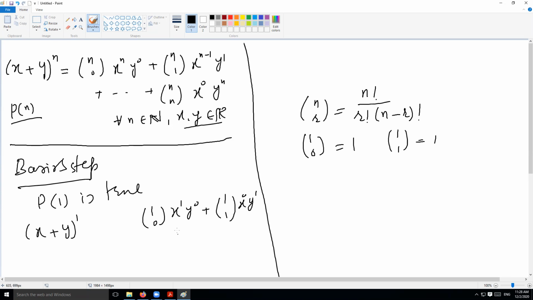And what is something power 0? It's also 1. So see that this side becomes x plus y as well. So what does it mean? This means that both things are equal. And if they are equal, what does it mean? This means that P of 1 is true. P of 1 is true. All right?